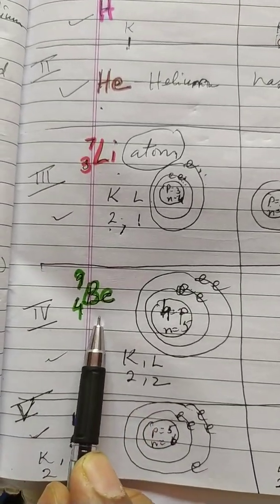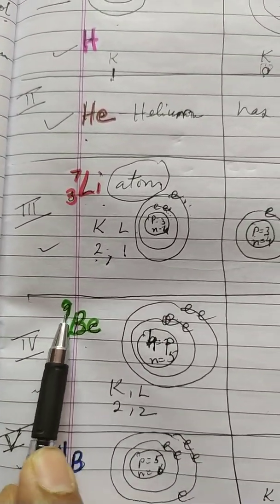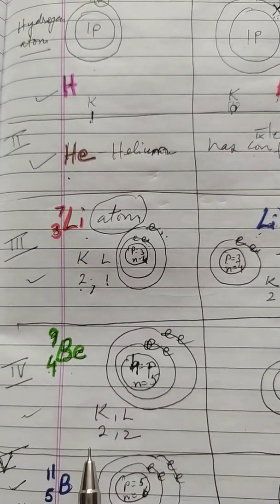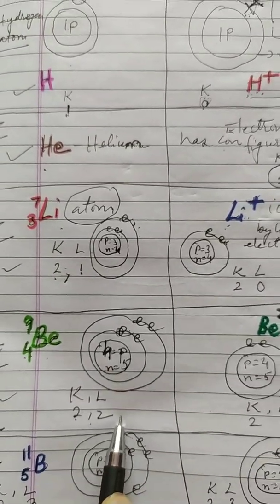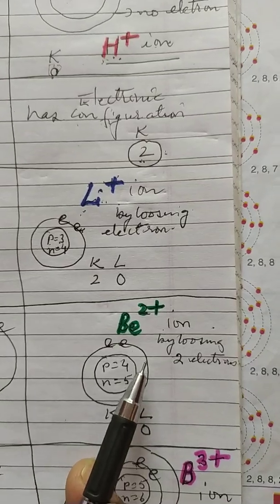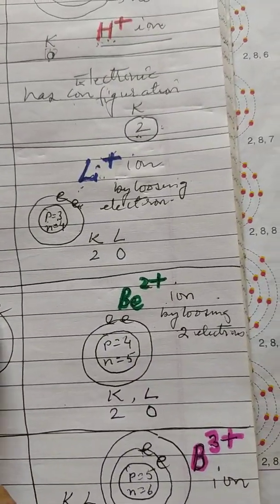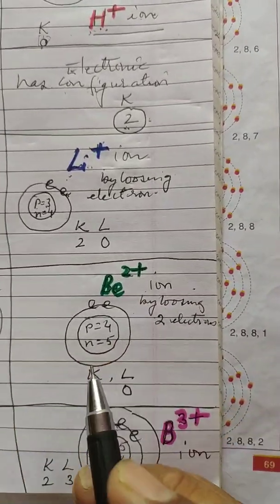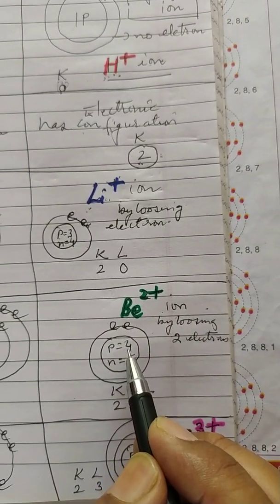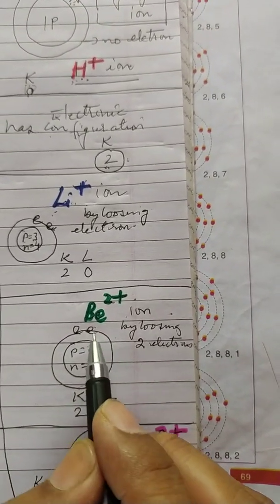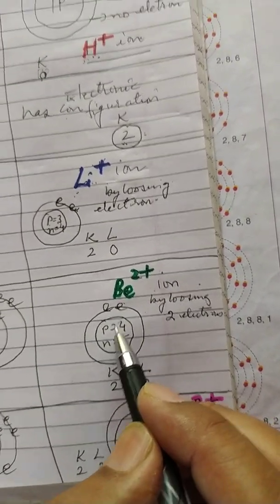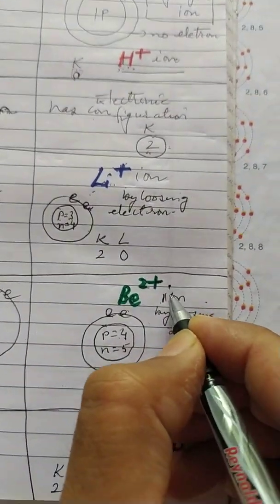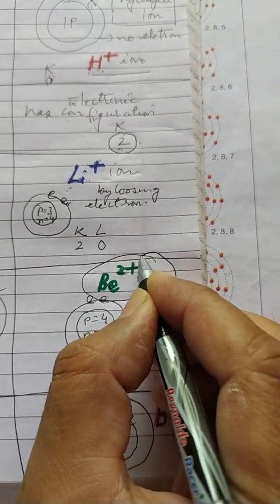Likewise, we see in beryllium, it has got 4 atomic number, 9 atomic mass, and we see that beryllium has got electronic configuration 2, 2. Whereas in beryllium ion, where it loses 2 electrons from the outermost shell, it gets a 2 positive charge. Why, children? Because the number of protons is 4, number of electrons is 2. That is why the positive charge of the nucleus is more. So beryllium ion is shown like this. This is beryllium ion with 2 positive charge.